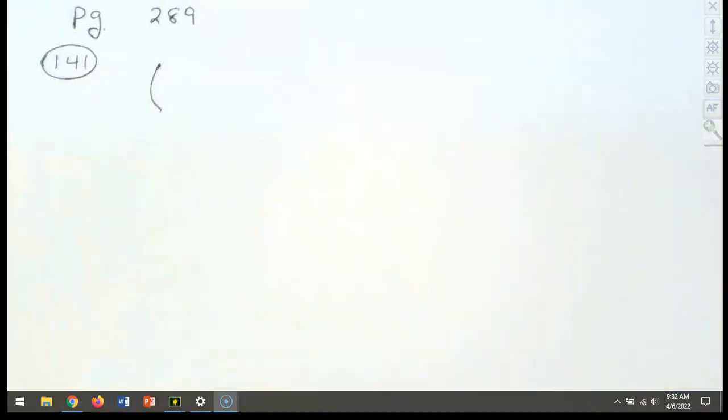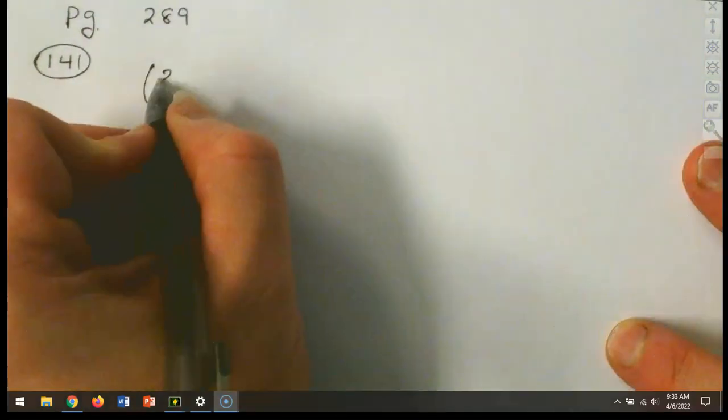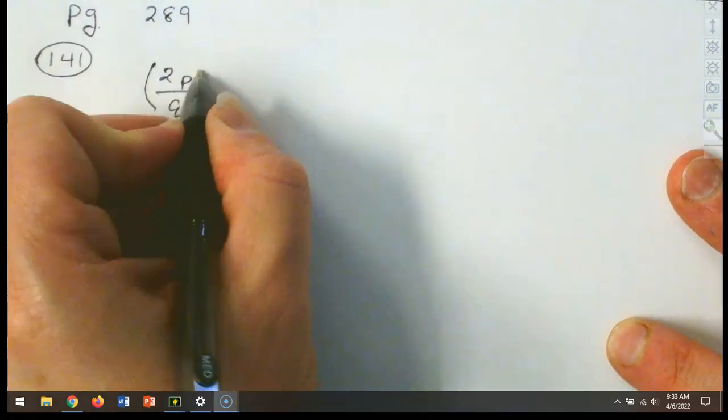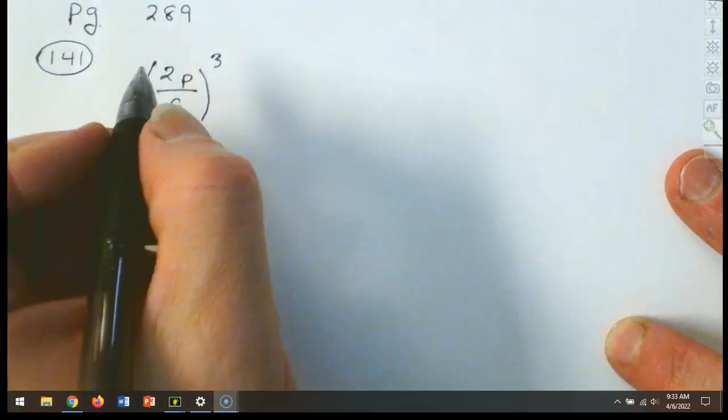On page 289, let's look at question 141. So page 289, we're going to look at question 141. And this one just has several steps. So we're going to have to combine like terms, distribute through. These always look more complicated than they actually are.